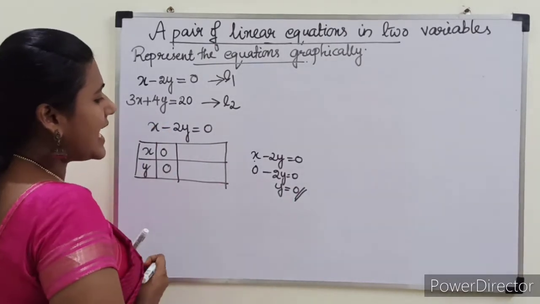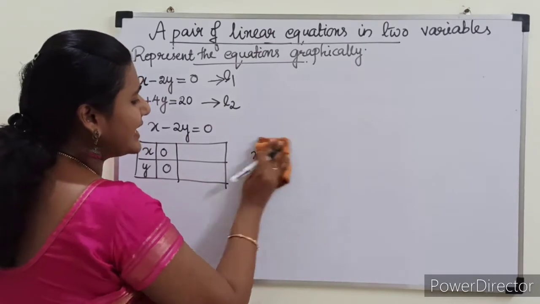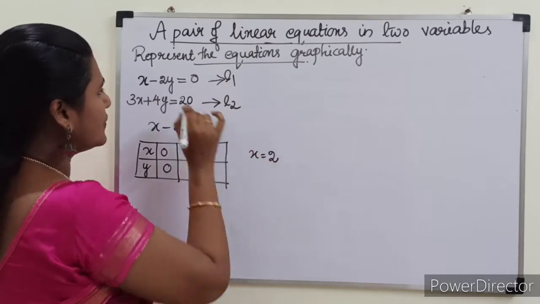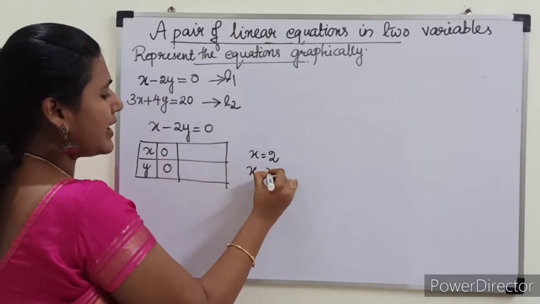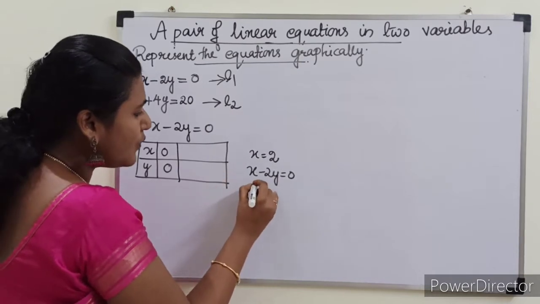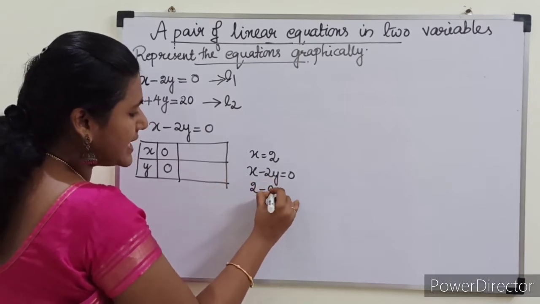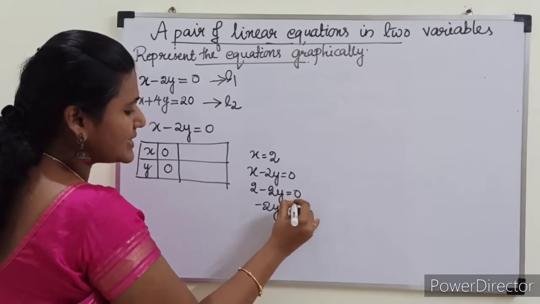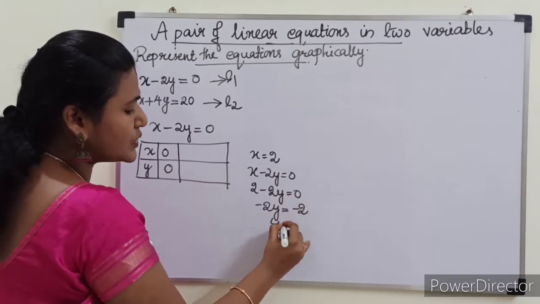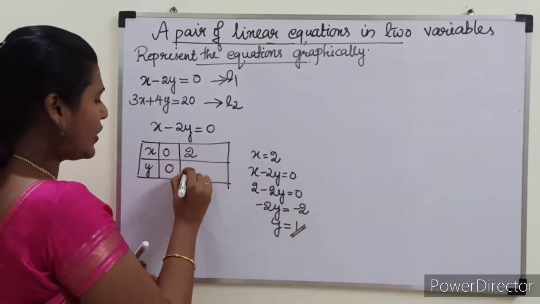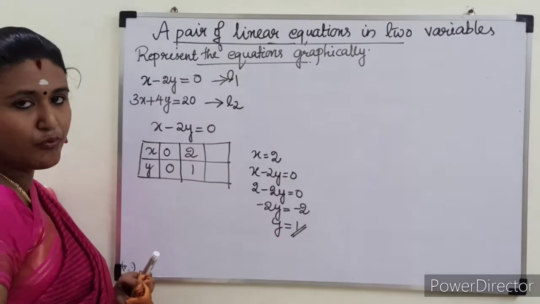Next we will take another value, that is x is equal to 2. When you take x is equal to 2 in this equation, that is x minus 2y equal to 0, we substitute. So 2 minus 2y is equal to 0, that is minus 2y is equal to minus 2. So y is equal to 1. When x is equal to 2, we are getting y value as 1.